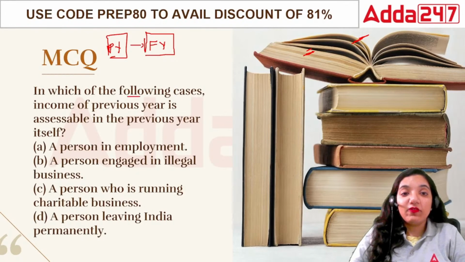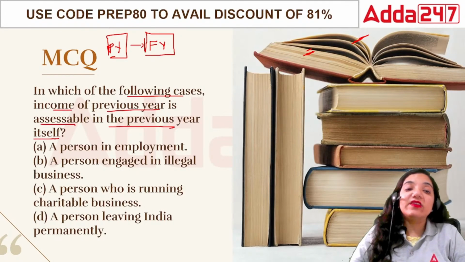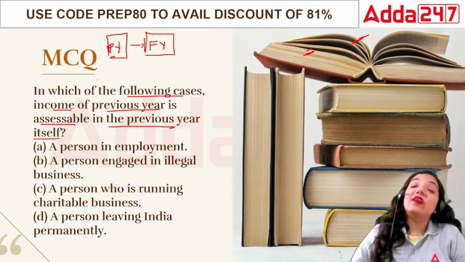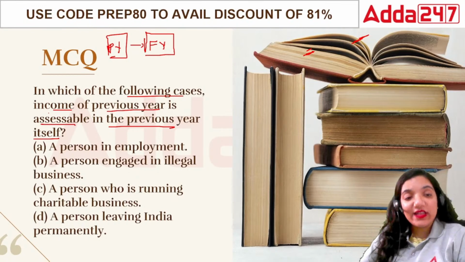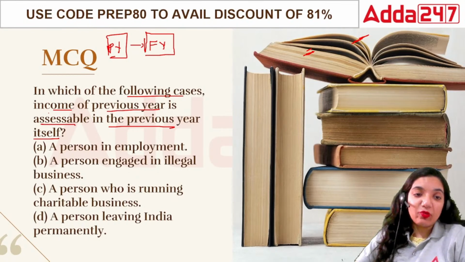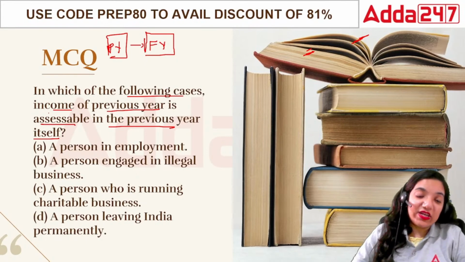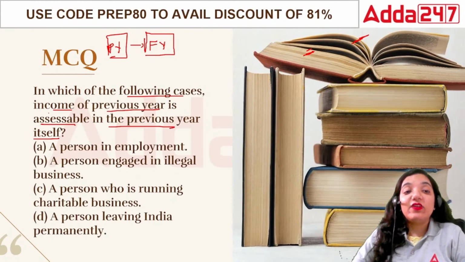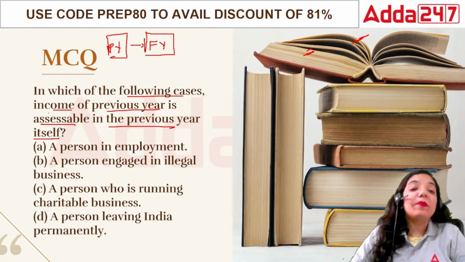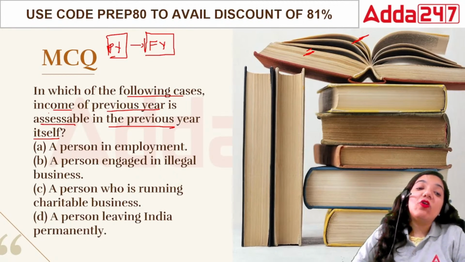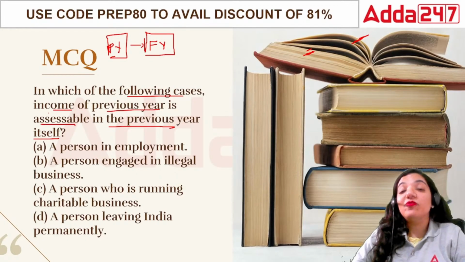In which of the following cases is income of the previous year assessable in the previous year itself? There are certain cases where this does not apply. Those special cases would include a person in employment, a person engaged in illegal business, a person running a charitable business, or a person leaving India permanently. When we talk about a person leaving India permanently, before leaving India altogether, they have to file their return.